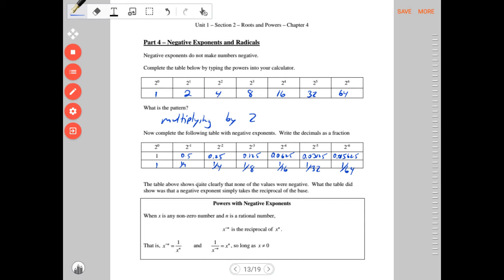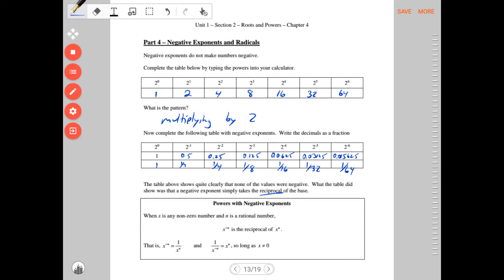So what does that table show? The table above quite clearly shows that none of those numbers are negative. So the negative exponent does not make negative numbers. What the table does show, though, is that the negative exponent simply takes the reciprocal of the base.